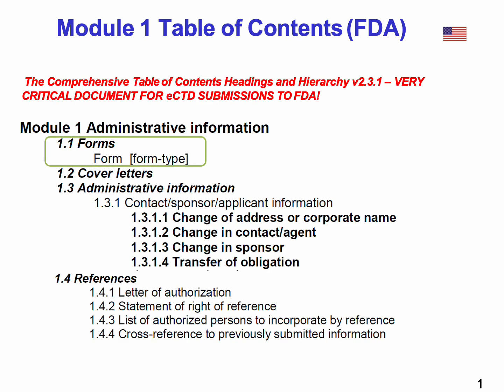So when we look into, for example, Module 1, Table of Contents, we can see that we have, for example, Module 1, where we have the forms to add. These forms are coming from the FDA website. We have to add a cover letter. We will also need to put in section 1.3 administrative information. We also have sub-modules under the administrative information, or module 1.3.